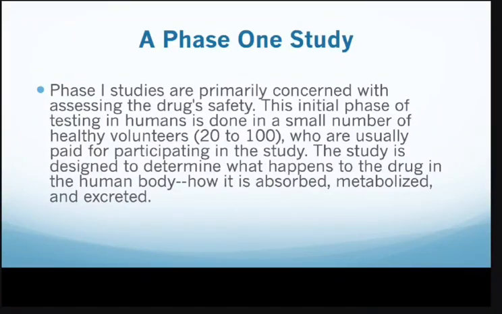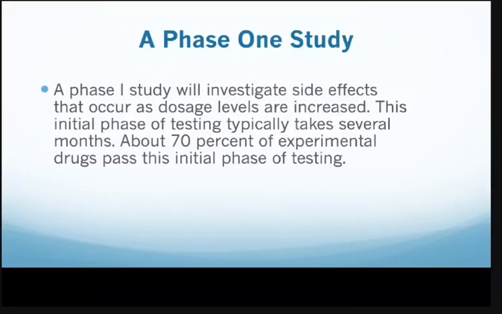But the goal of a phase 1 study is to determine how that drug affects the body. How is it absorbed? How is it metabolized? How is it excreted in the body in the form of urine and blood in particular? The phase 1 study will look for side effects, and the doses that are given in a phase 1 study end up being higher than the doses that are given once that drug is put into clinical practice. About 70% of experimental drugs will pass phase 1, meaning that they're safe, and then they go on to phase 2.